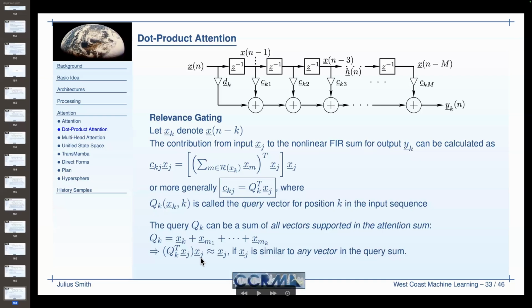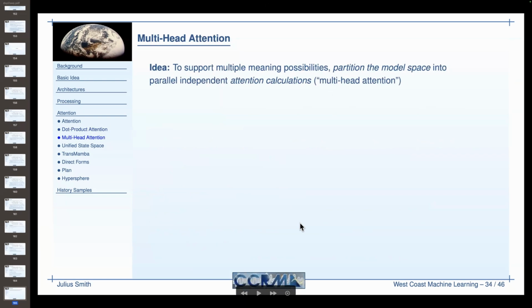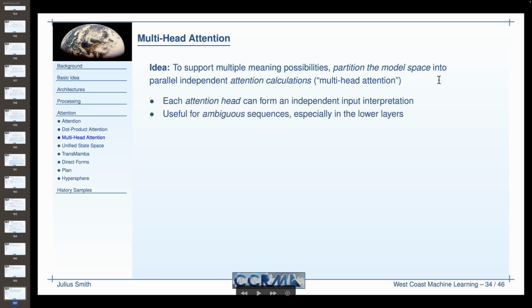I just really needed some reason to feel like that's reasonable, and that, yes, I want to train all that stuff. And so my favorite description, or my favorite motivation, is just simply multi-head attention. And that's a very simple, straightforward idea. You want to support multiple meaning possibilities. So we don't want to commit to just one theory of what's going on. We want multiple theories of what's going on. So we partition the space, and we have parallel independent attention calculations. So that's multi-head attention.